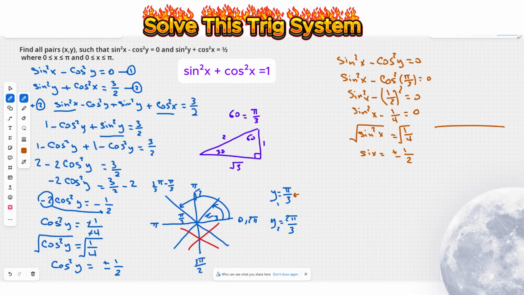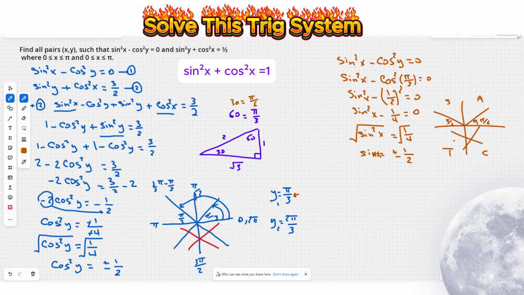The sign is negative. All Students Take Calculus: in this quadrant and this quadrant, and we cannot use them because they are not between 0 and pi. But the sin x, sorry, should be sin x equals positive 1/2. It's in this quadrant and in this quadrant. And the angle that has a sine of 1/2 is 30, and the 30 is pi over 6. So we have pi over 6 here and pi over 6 here as the reference angles.